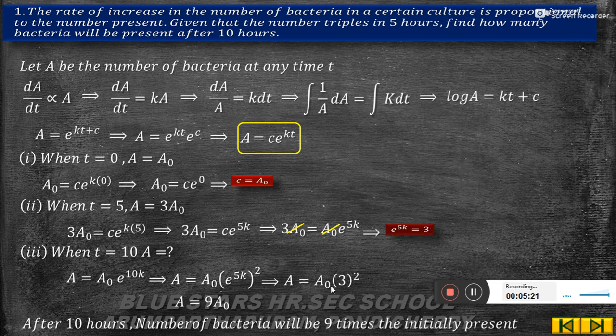So I substitute 3 into the whole square: A equals A naught times 3 squared, and 3 squared is 9, so A equals 9 A naught. Therefore, after 10 hours the number of bacteria will be 9 times the number initially present. So we calculated that after 10 hours there will be 9 times the bacteria. This is the answer for this problem.